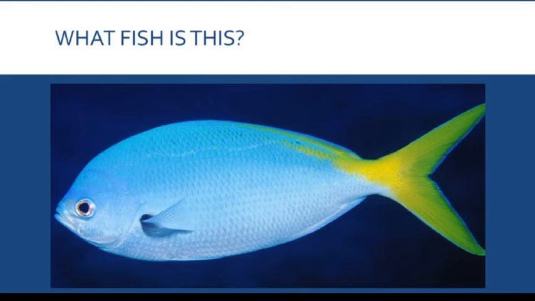Again, looking at this one, so this one also looks like he's got that kind of classic fish shape. Again, the deeply forked tail over here. All right, so if you guessed Fusilier, you are correct.